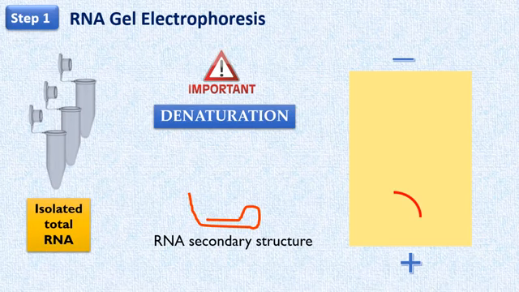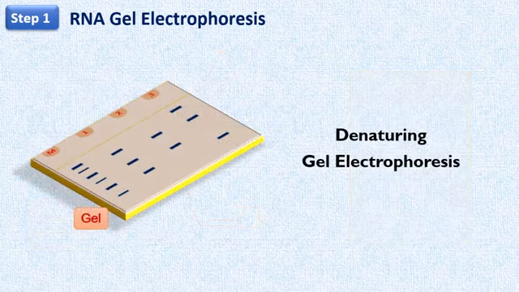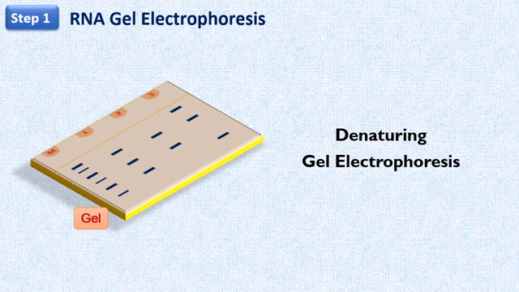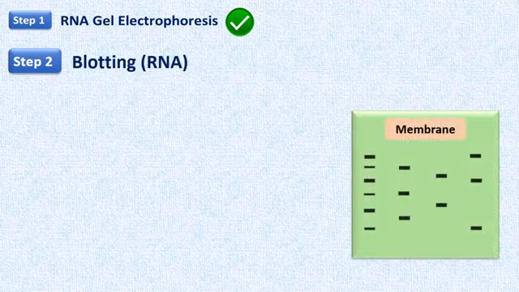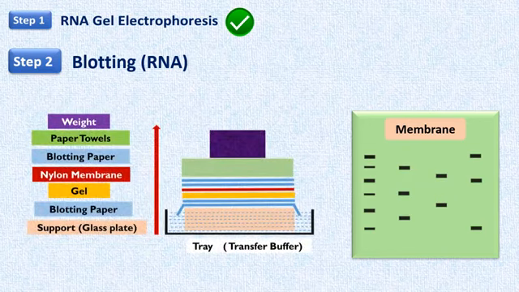So, to denature RNA, formaldehyde is used as a denaturing agent. Thus, denaturing gel electrophoresis is used in this step. The second step is blotting. The separated RNA molecules are now transferred from the gel to a suitable solid support, such as a nylon membrane. The method of transfer is similar to the traditional blotting method we discussed in southern blotting.